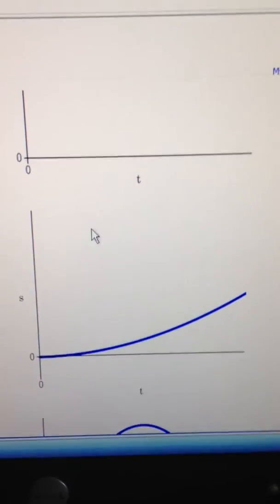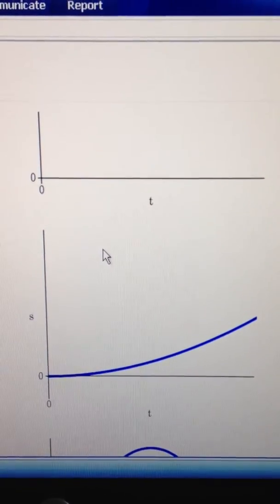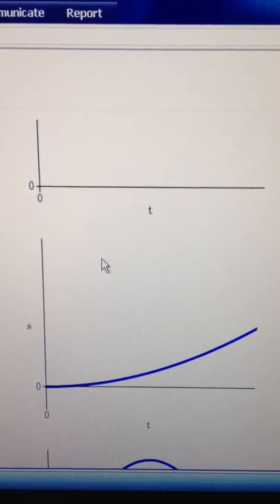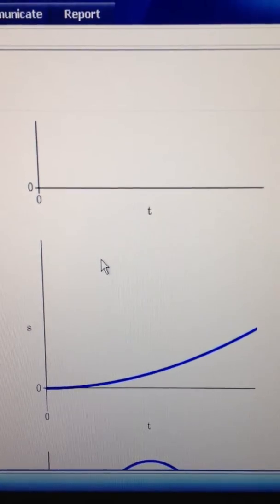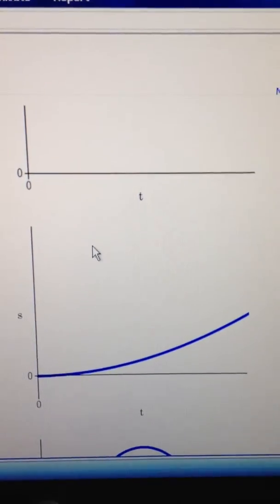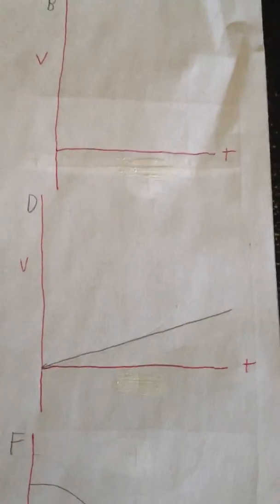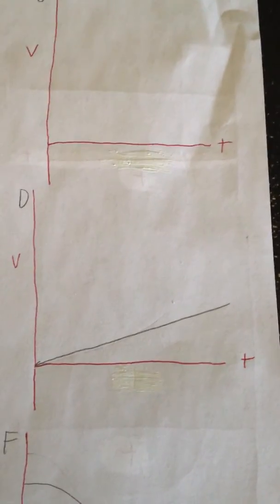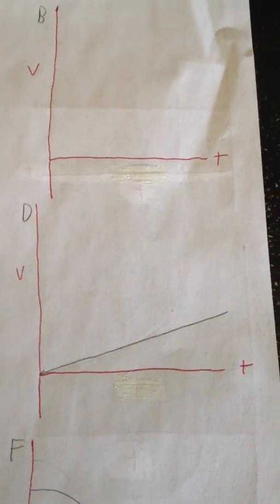Going on to the next one, you can see that the distance is steadily increasing, which means that the velocity is going to be steadily increasing as well in the positive direction. So the velocity versus time graph would just be a straight line like that, starting out at zero and just consistently getting faster. On to the next one.